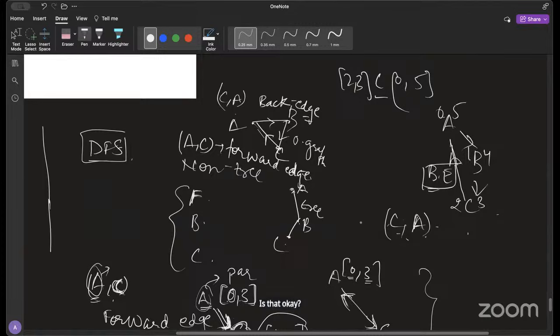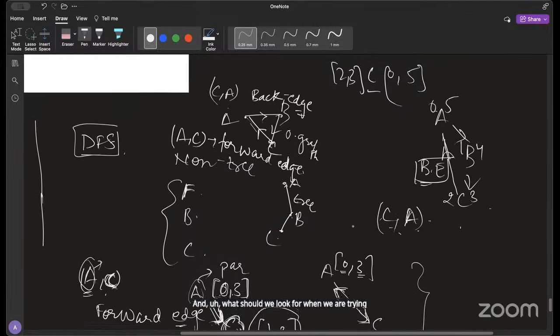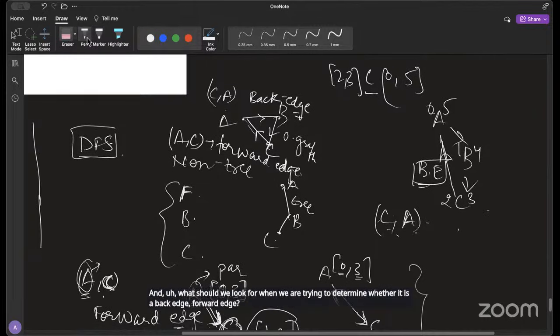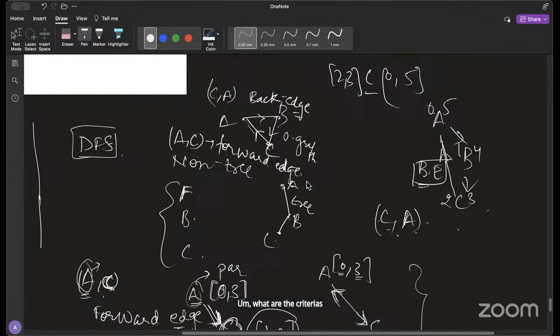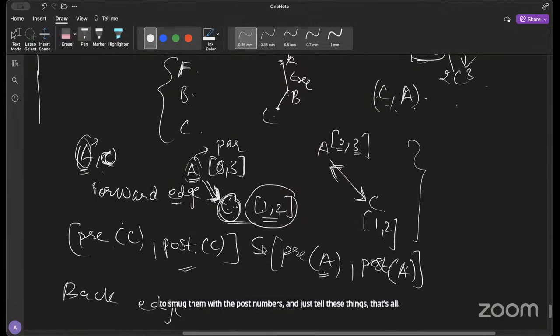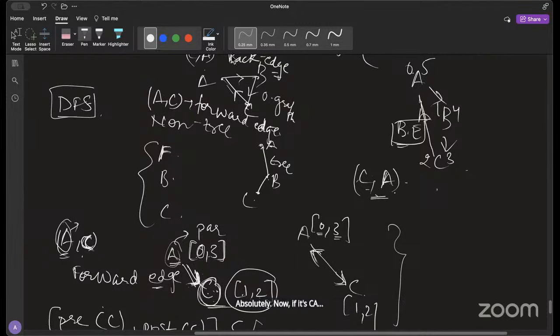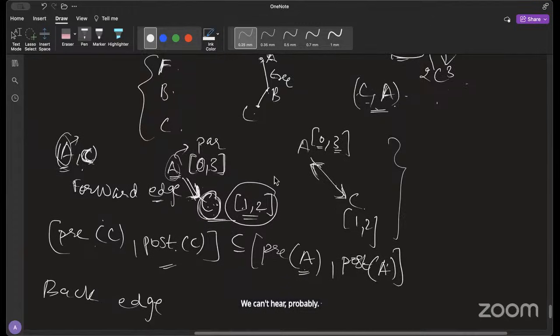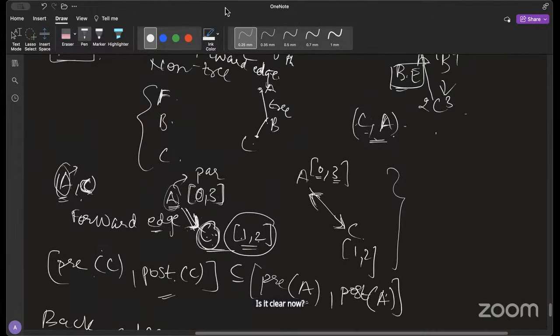Ma'am, what should we look for when we are trying to determine whether it is a back edge or forward edge? What are the criteria, the rules? The first rule is it should be a non-tree edge, so it shouldn't be present in the tree. And the second rule is you just check these intervals. Just mark them with the pre and post numbers and check these things. That's all. Ma'am, your voice is not clear. We can't hear properly. Is it clear now? Yeah.